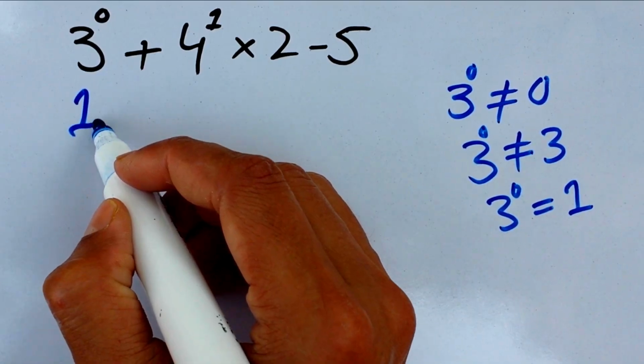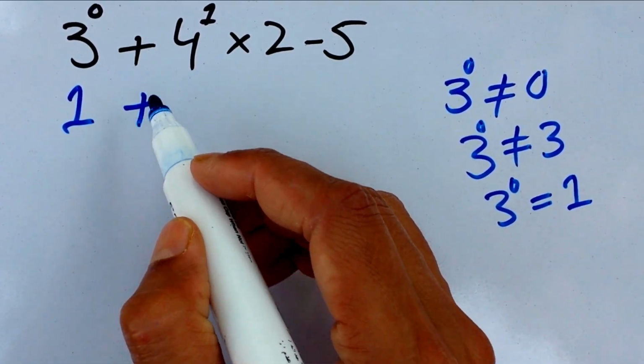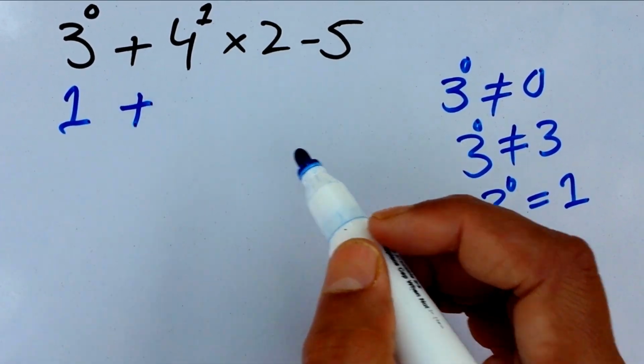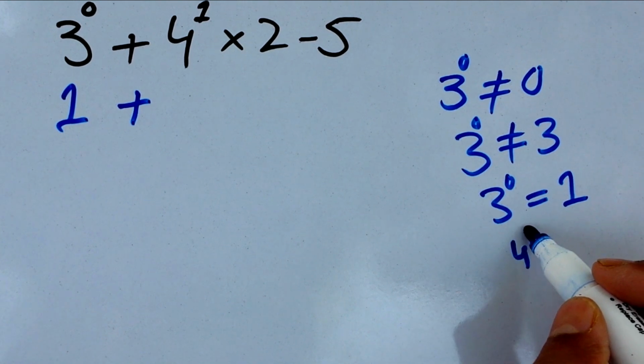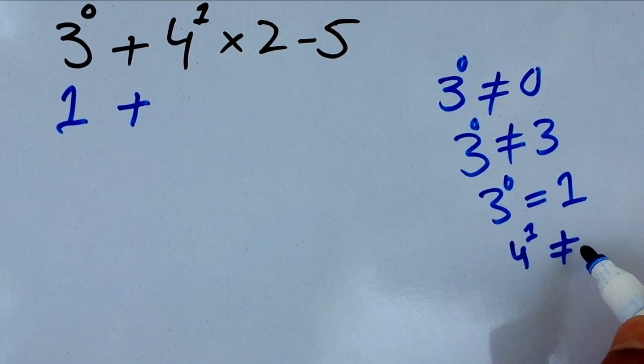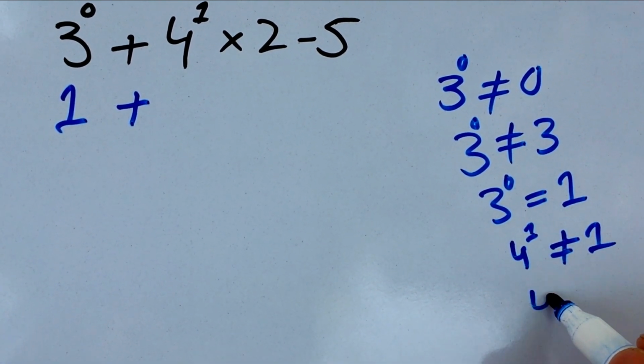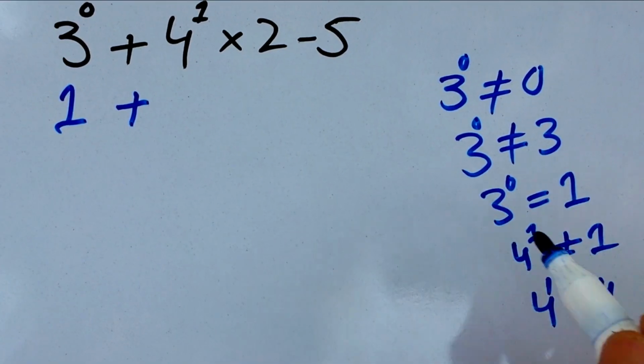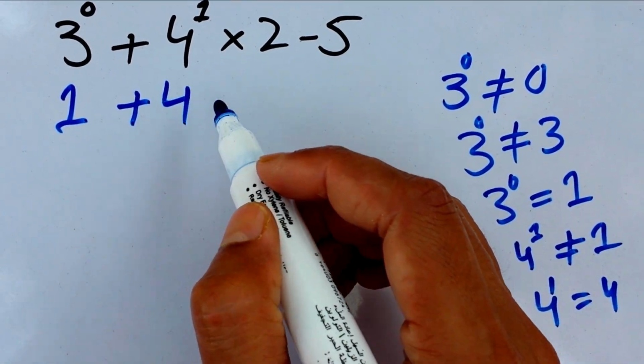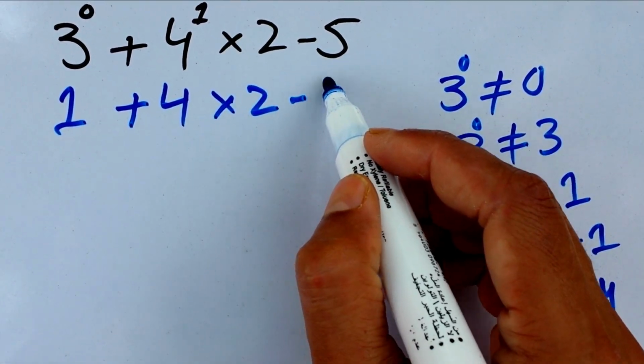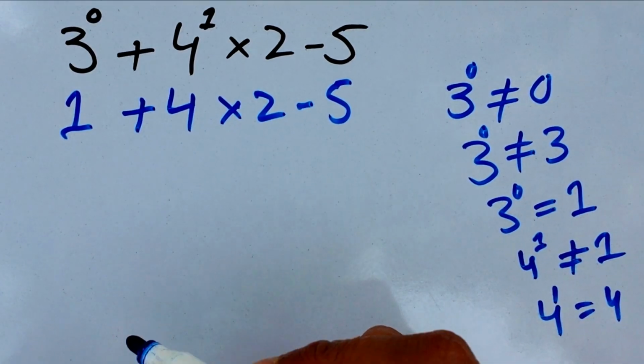So here is 1 plus 4 to the power of 1, which is not equal to 1. 4 to the power of 1 is equal to 4. So here is 4 times 2 and minus 5.